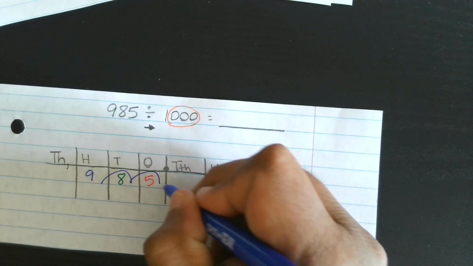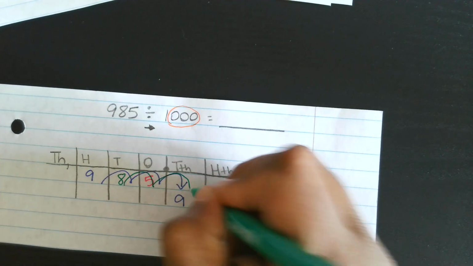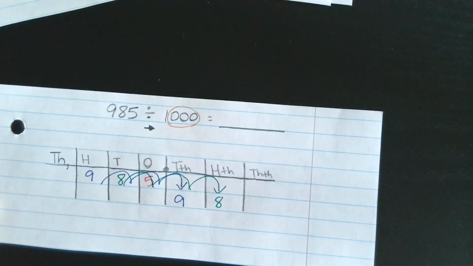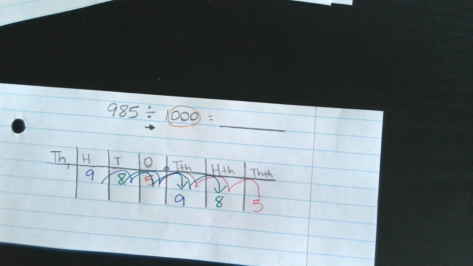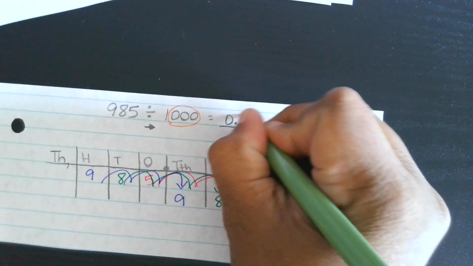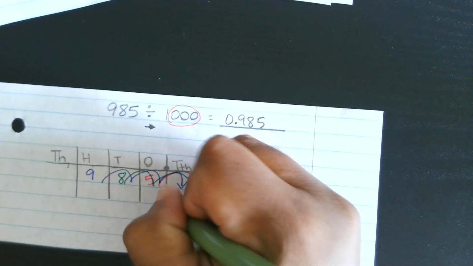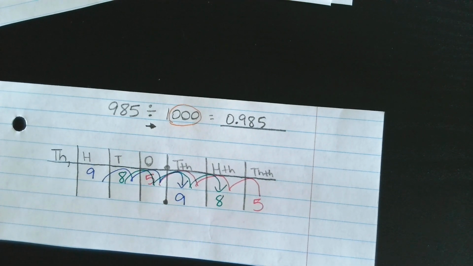So 1, 2, 3. So 985 divided by 1,000 will give me 985 thousandths. So the most important thing you have to remember is to know when you're moving to your left and your right. Next important thing you need to remember is to count your zeros. Use your place value chart. You see how I drew the arrows? Draw your arrows to make sure you're putting each digit in the next correct place value.